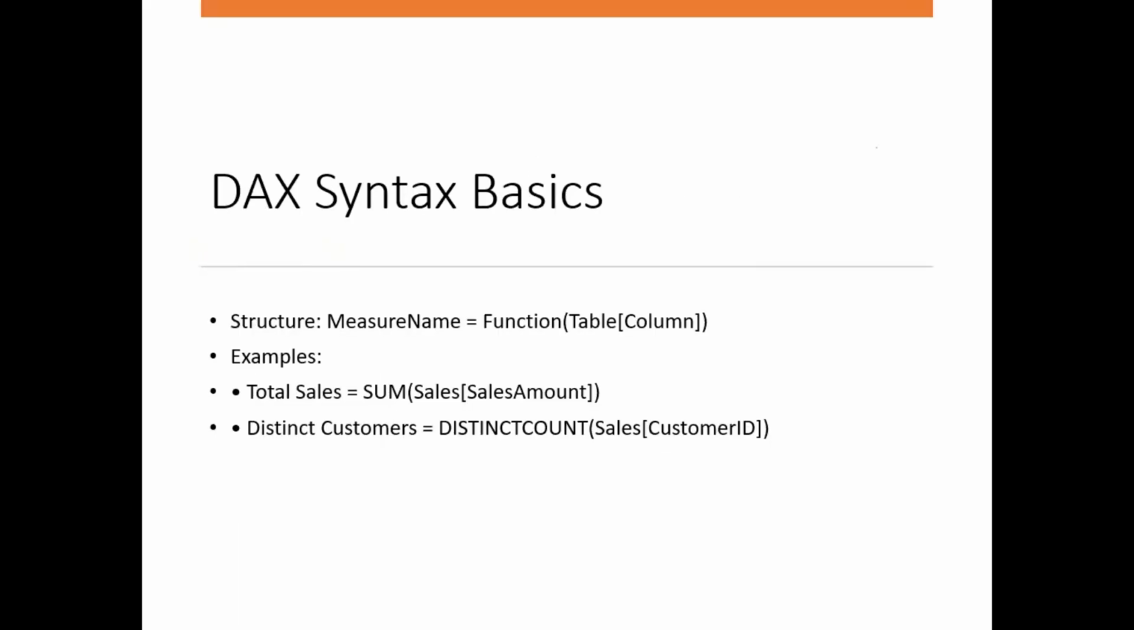So let me give you an idea about DAX syntax basics. Let's look at the basic structure of a DAX formula. It always starts with the name of your measure, followed by an equal sign, then a function that references a table, and then a column. For example, we have total sales, where we provide the name of the function, then the name of a table, which is sales here, and then the name of a column, sales amount. So we are using sum to calculate the total sales. In the same way, if we look at this formula over here, we are using distinct count. This is the table and this is the column name. So that's the basic syntax of DAX, nothing complicated.